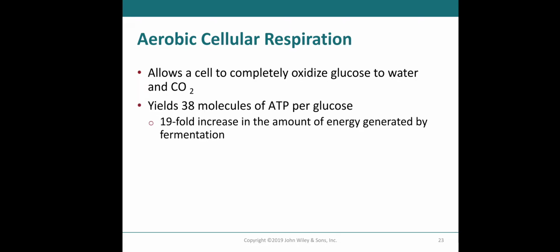The yield is 38 molecules of ATP per glucose. This is a 19-fold increase in the amount of energy generated compared to the usual fermentation reaction from the last part. Remember, in a fermentation reaction, the actual yield is just the net yield from glycolysis, which is 2 ATP per glucose molecule. In aerobic cellular respiration, you have a much greater yield, which is 38 molecules of ATP.